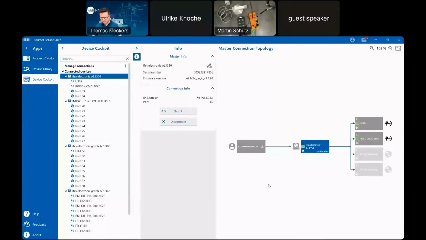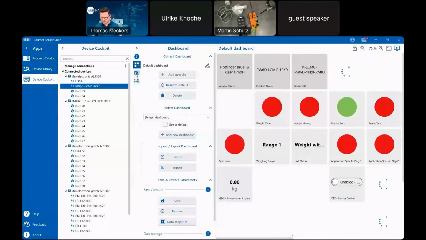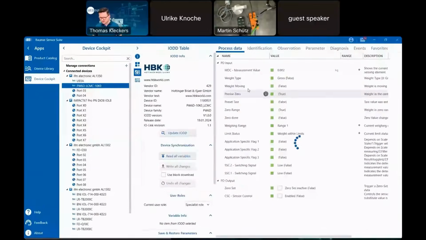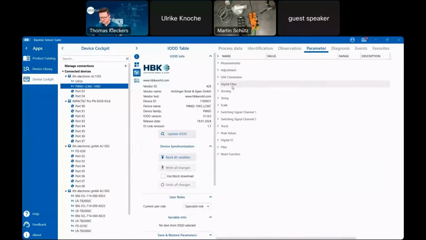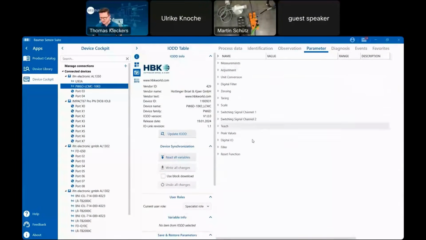In this case, we have already loaded the IODD file. So what I can show you here is just a quick overview of the functionalities of the IO-Link load cell. If we go to parameters, you can see digital filtering, where we can set up to 5 stages of filtering. We have the switching signals, we have the adjustment, so a teach-in process is possible.